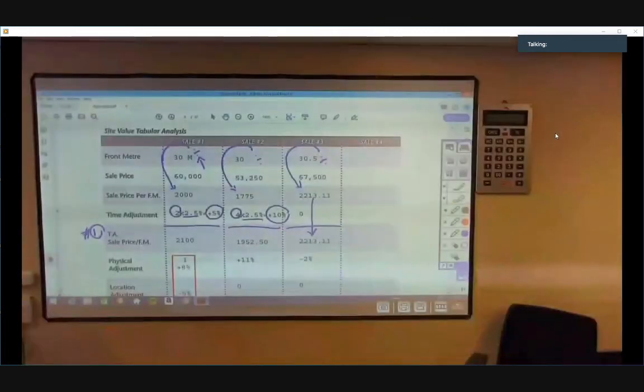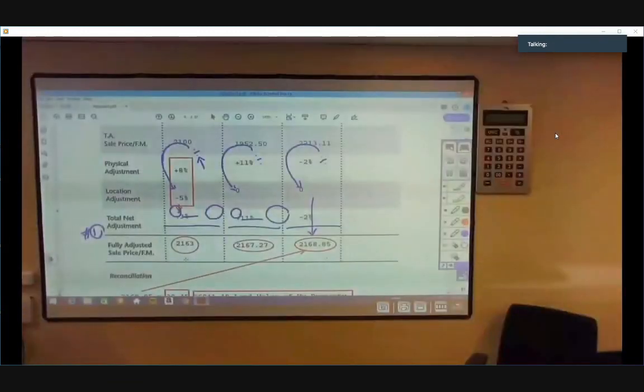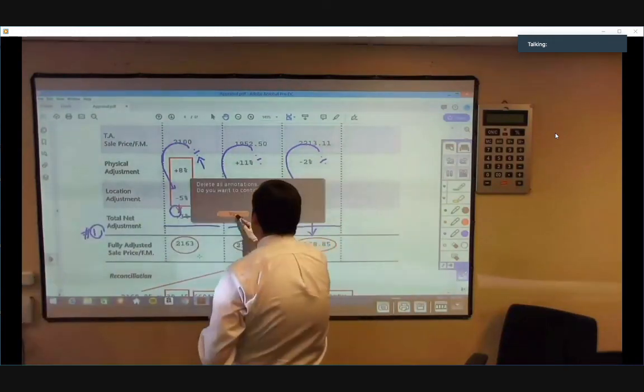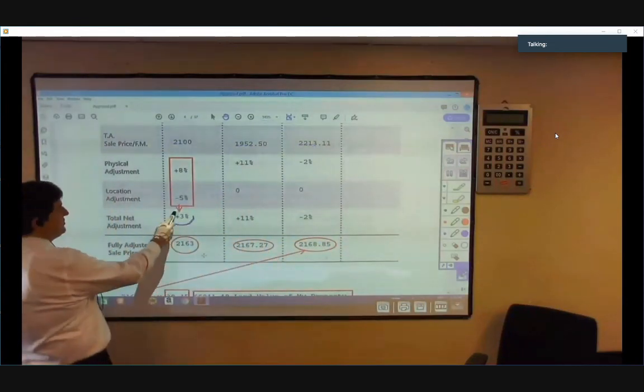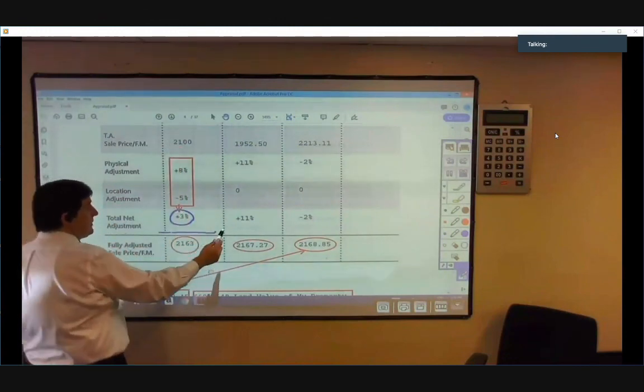Now, after you got those numbers, you have to do other adjustments. So if you go down, so that 2100, you're not going to add 8% and minus 3%. So that you're going to get a different number. So what do you got to do here? Okay. So instead of adding 8% and minusing 5%, you're just going to add 3%. So this plus 3% is going to give you this.